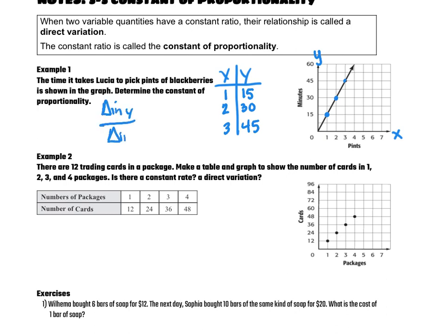Okay, so from this chart, now I can find my change in Y over my change in X. Okay, so my change in Y is going to be what? 15. My change in X is going to be 1. So my constant of proportionality is going to be 15. We're going to write this in terms of what we're looking for, which is 15 minutes per pint. Okay, because we can pick.